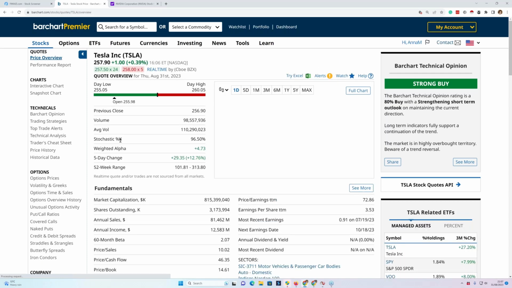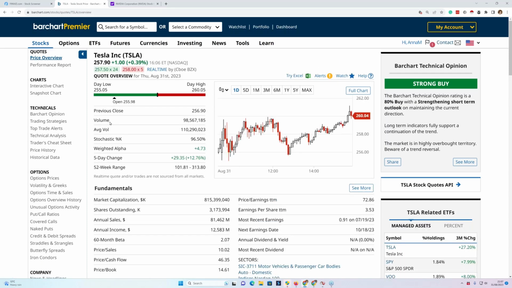So far, the traded volume is 98 million against an average volume of 110. So slightly less than average. You really get to know a stock, and if you trade it regularly, or you're constantly going in and out, you're buying more, this is the kind of information that you need to know.